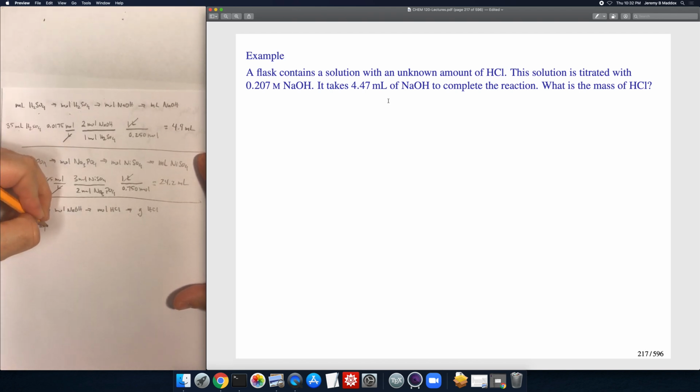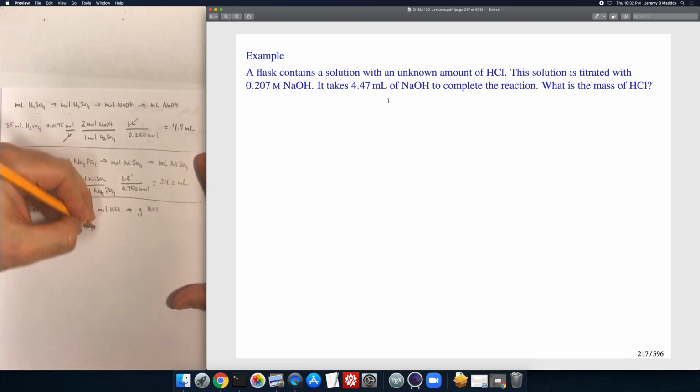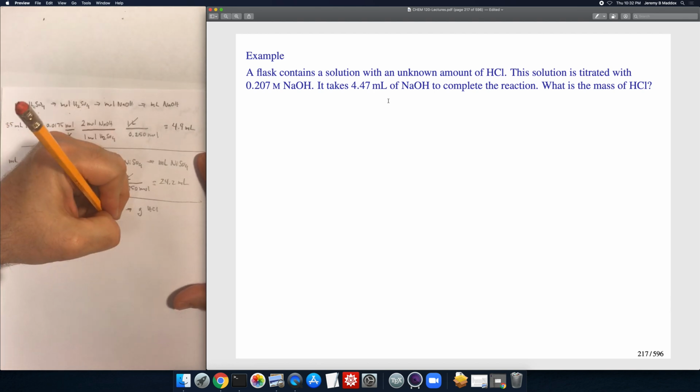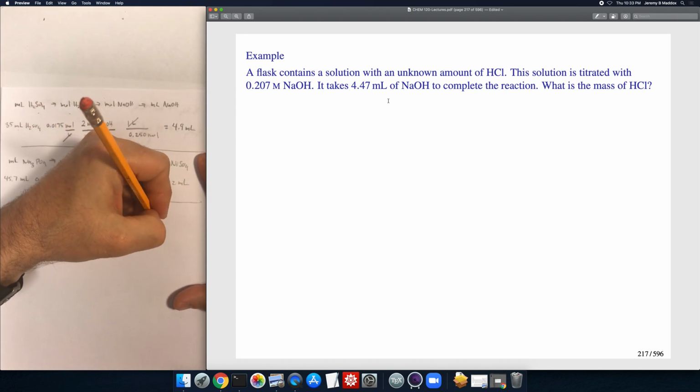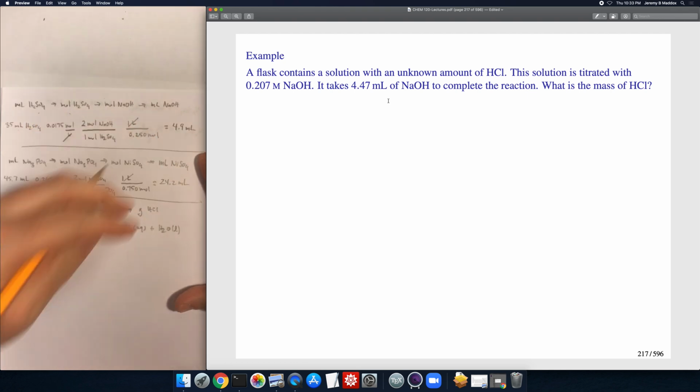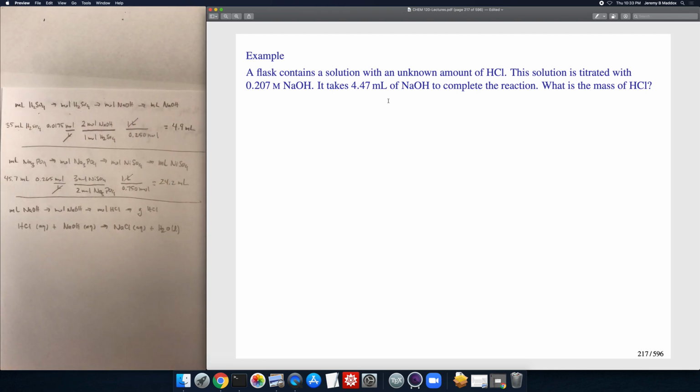HCl aqueous plus sodium hydroxide aqueous is going to give us a salt, sodium chloride in this case, and it's going to produce water. So that's the stoichiometric reaction that we need. We'll use this reaction to do this conversion. And then to do the final step, we just need the molar mass of HCl. And I think we will take that to be 36.46.